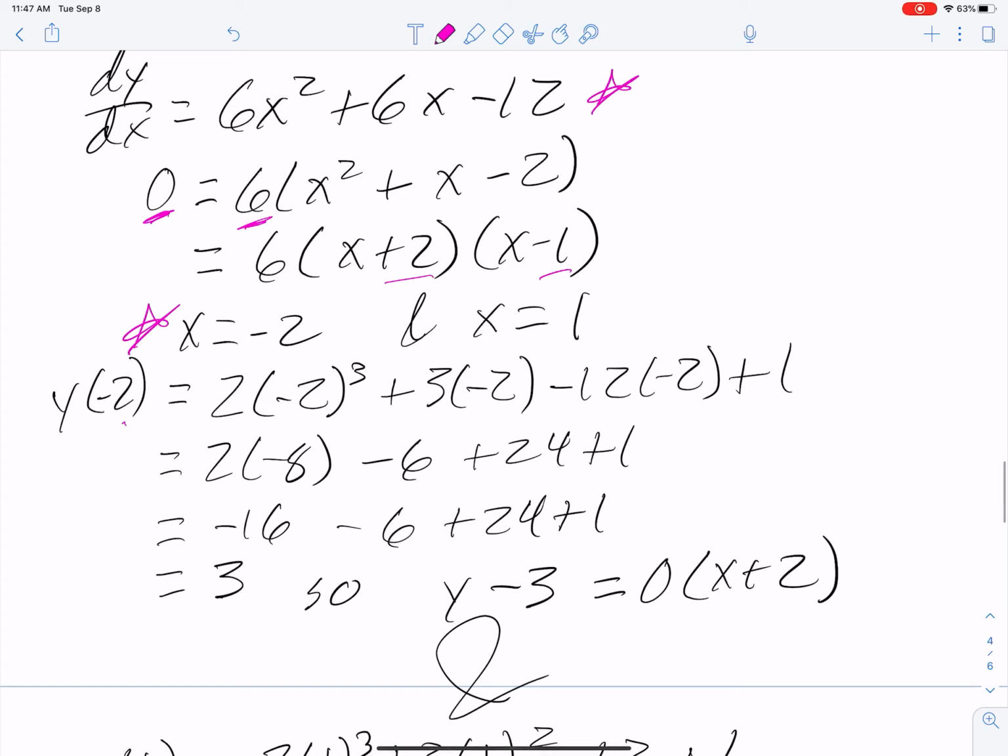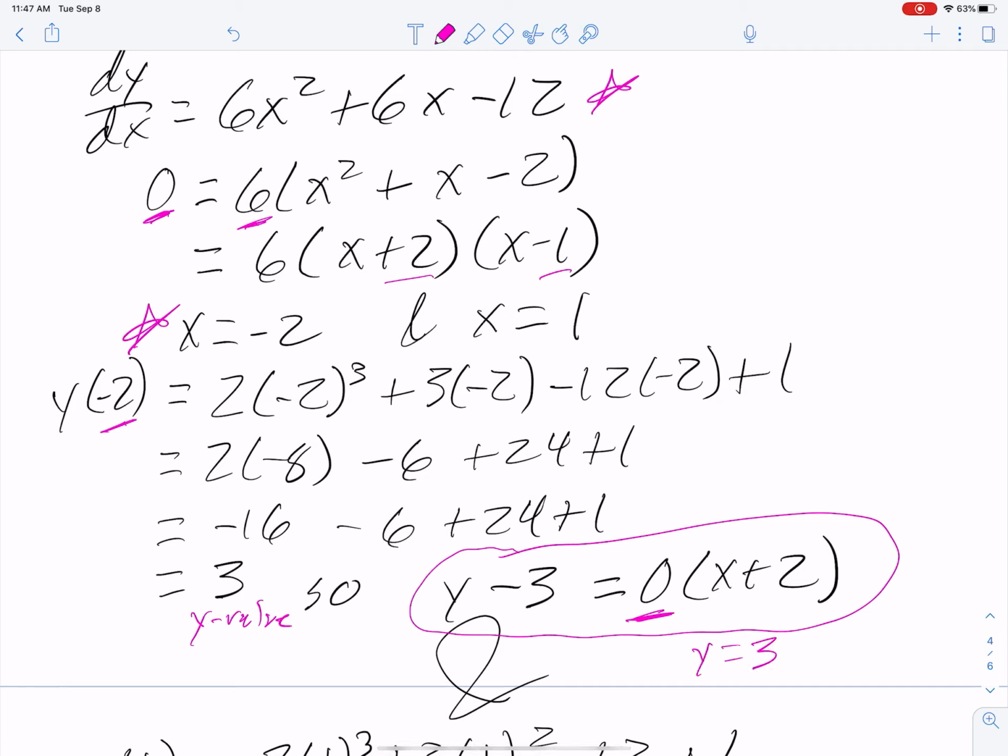I need to plug negative 2 into the original so that I can get my y value. We already knew the slope was 0 because it told us it had a horizontal tangent, and so I'm able to write y minus my y coordinate, y minus 3, equals 0 times x plus 2. If you just write this as y equals 3, since what's on the right-hand side would cancel out, that's fine. But again, since it doesn't say what form of the line to write it in, any form is acceptable.